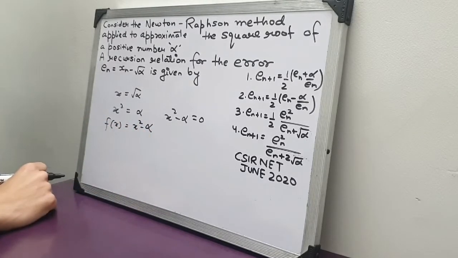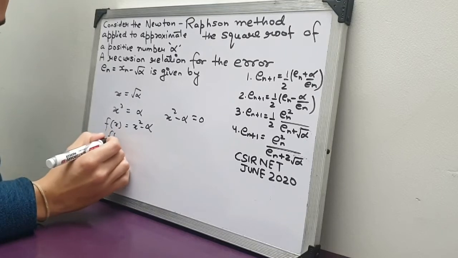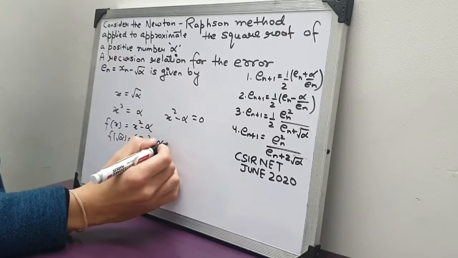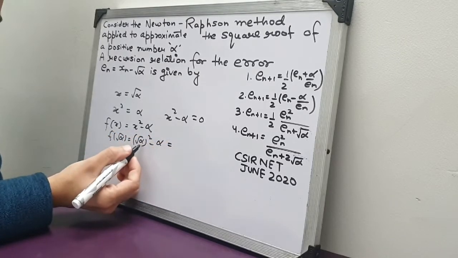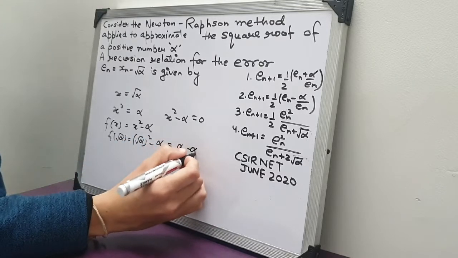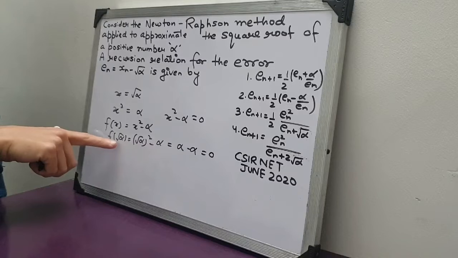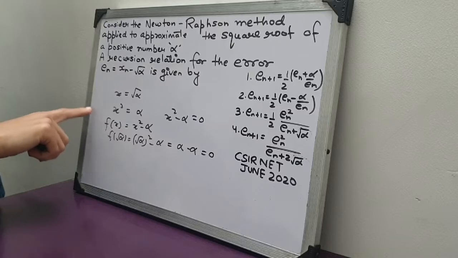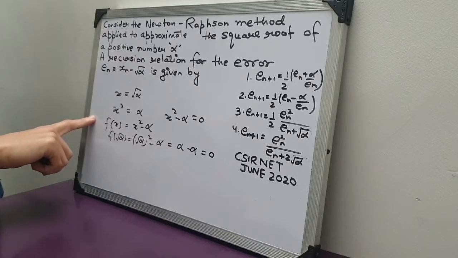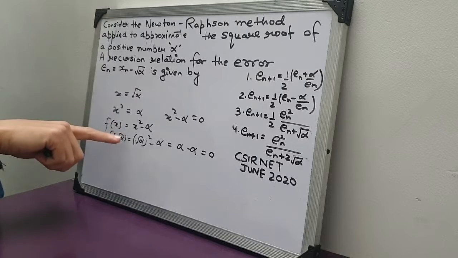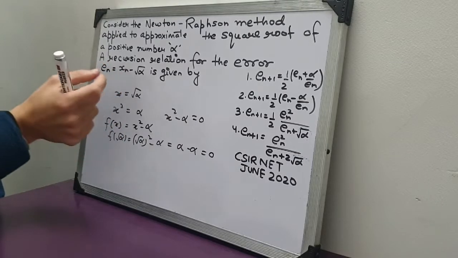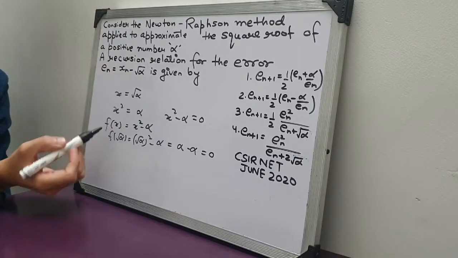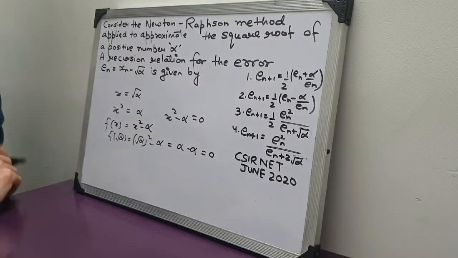you can easily see that f of root alpha is square root of alpha squared minus alpha, which comes out to be alpha minus alpha, which is 0. So root alpha is a zero of this function f(x). So we found our f, the required function whose root we are approximating. The xn's are the approximations to this root, and alpha is the zero of this f(x).